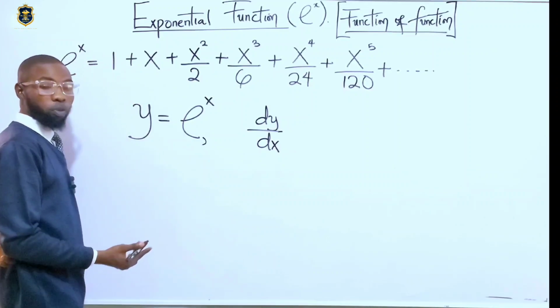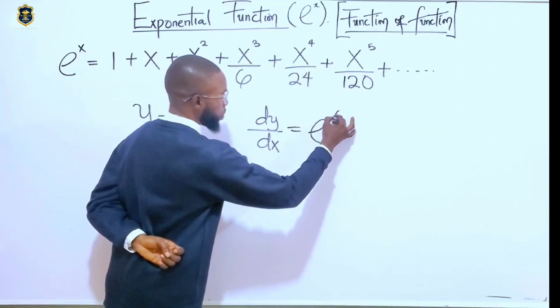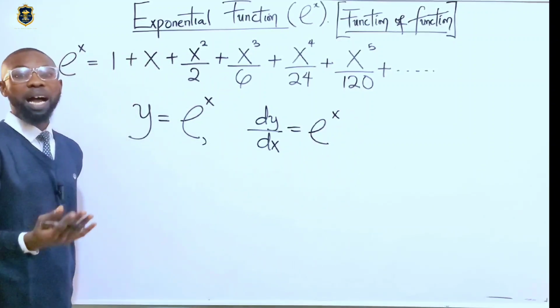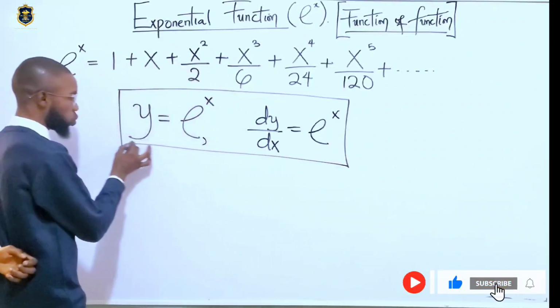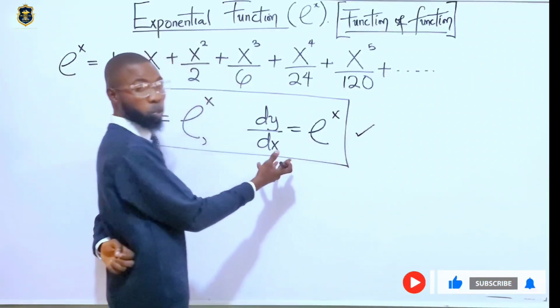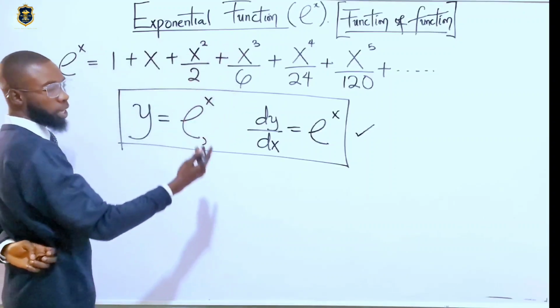We all know, for those that are advanced students in calculus, that dy over dx will give us e raised to the power of x. It's the same thing, but how? Let's try and see how this is true. If this is true, let's get how this is true. How do we know this is true? Now let's use their value as case study.